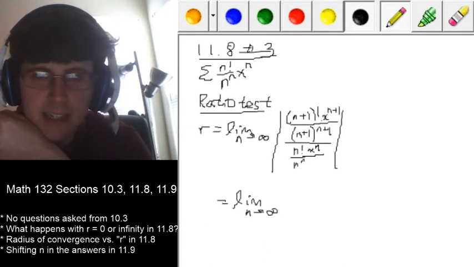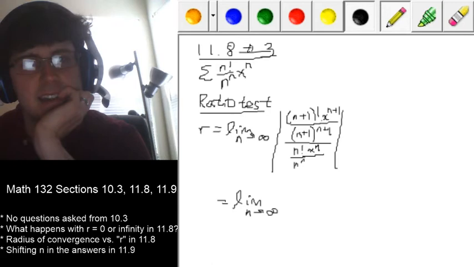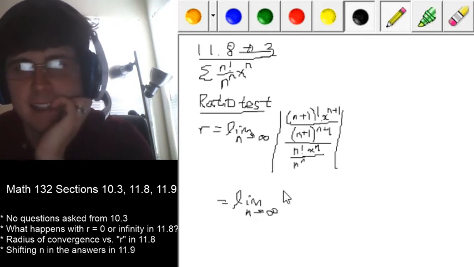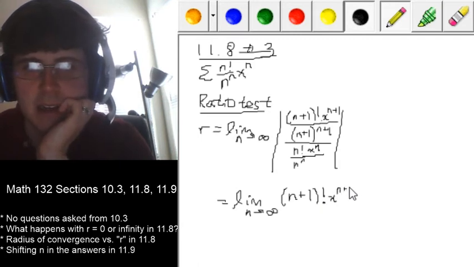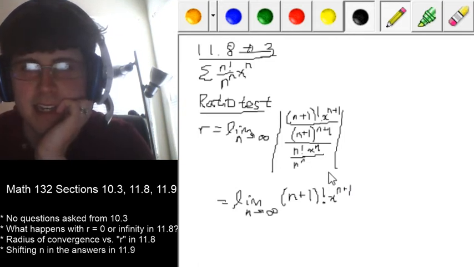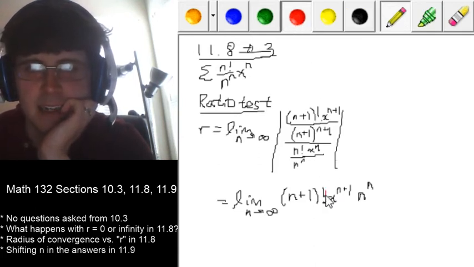Oh my gosh, just realized the resolution of... Well, we're trying. Let's see how this goes, how readable we can make this. So on the top, we're going to have the n plus 1 factorial. We're going to have the x to the n plus 1. And we're going to have the n to the n from flipping the denominator. And the x has the absolute value still.